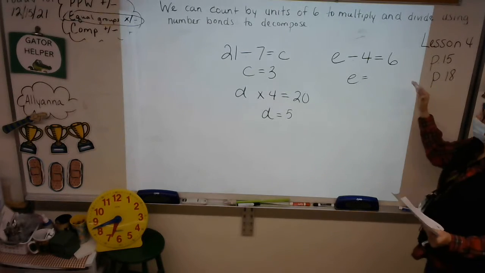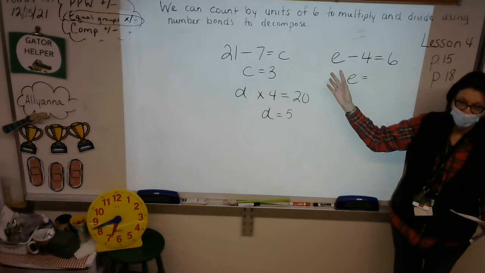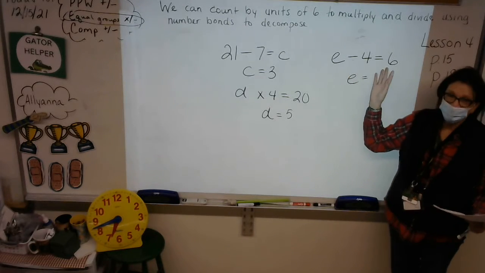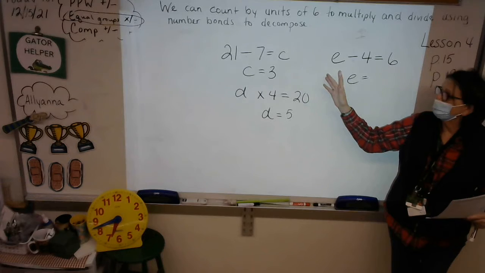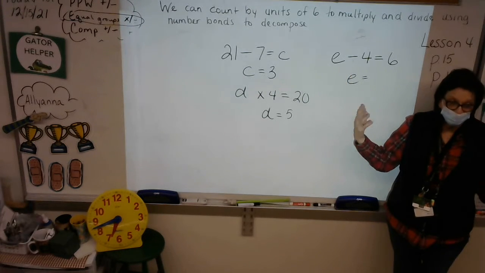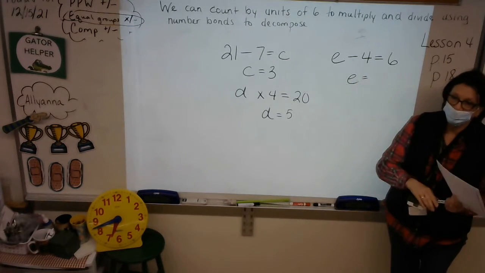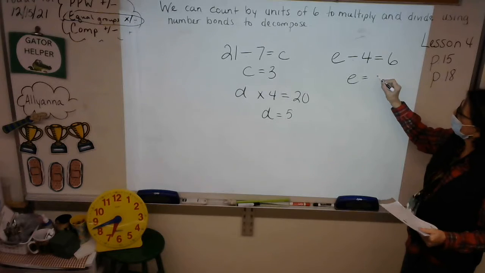So, E divided by 4 equals 6. Really, what are we looking for? We're looking for the total, right? 4 and 6 are really the factors that we would multiply to get to this total. So what does E equal? E equals 24, because we would skip count by 4 6 times, or we would skip count by 6 4 times. So E equals 24.